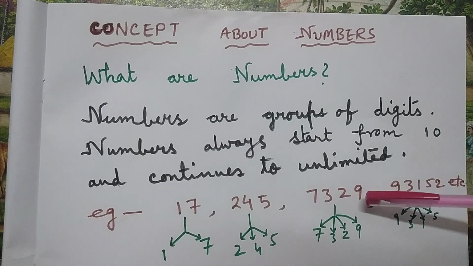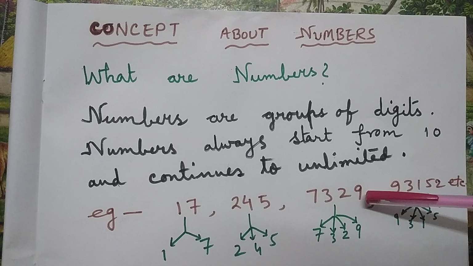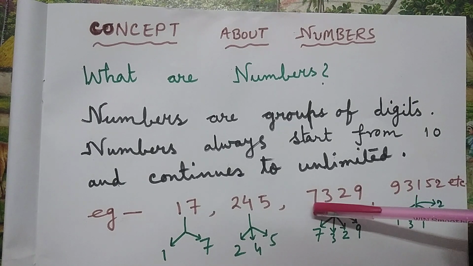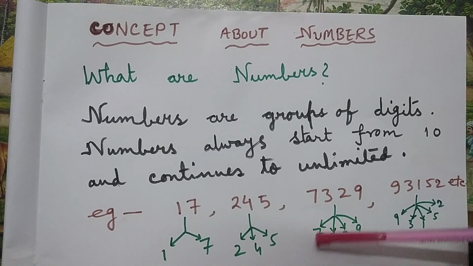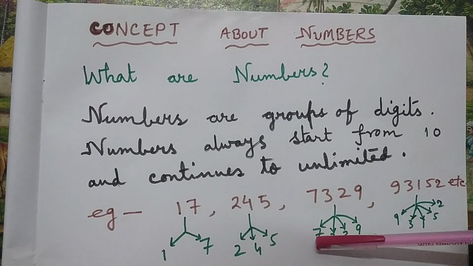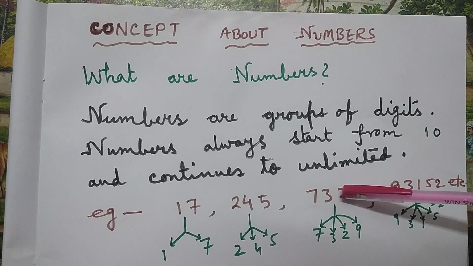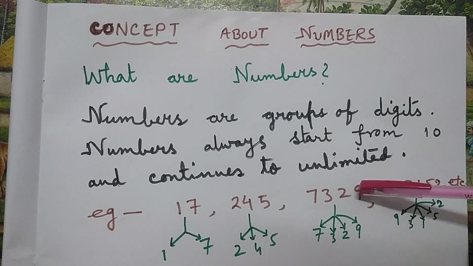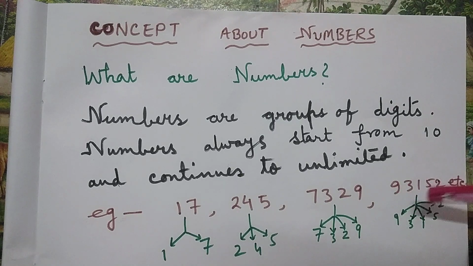Now go to this number, that is 7329. In another way, we can say this is a group of four digits. The first digit is 7, the second digit is 3, the third digit is 2, and the fourth digit is 9.